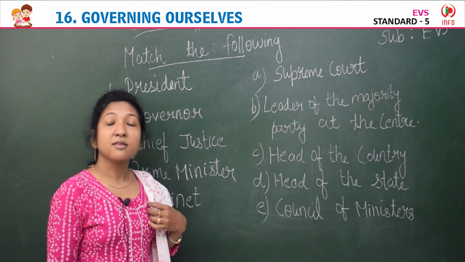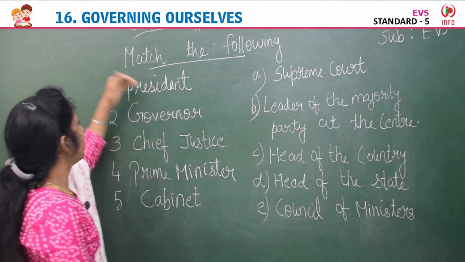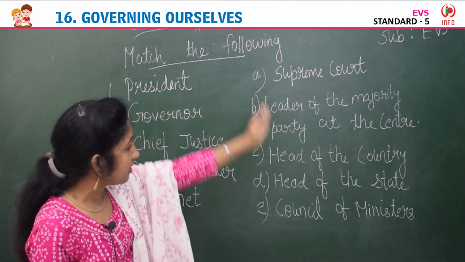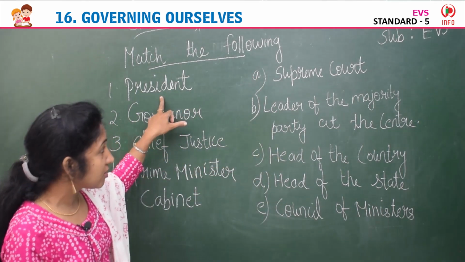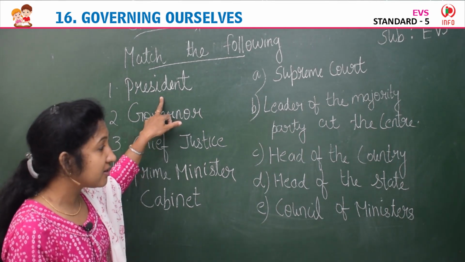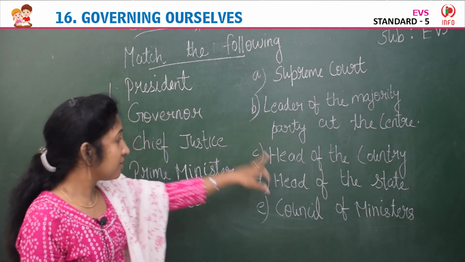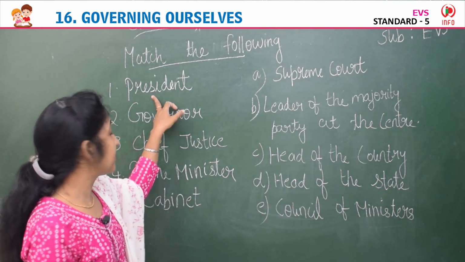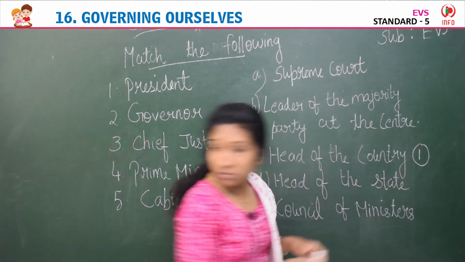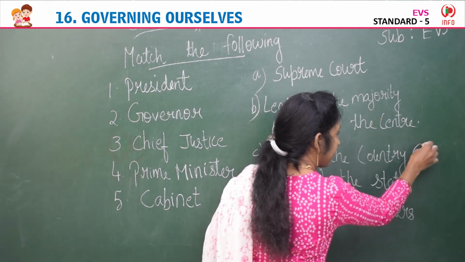Okay, children. So, our next exercise is match the following. The first one is president. You have to match the correct answer among this. President matches to, think and tell. President is the head of the country. So, first answer is C. President is the head of our country.